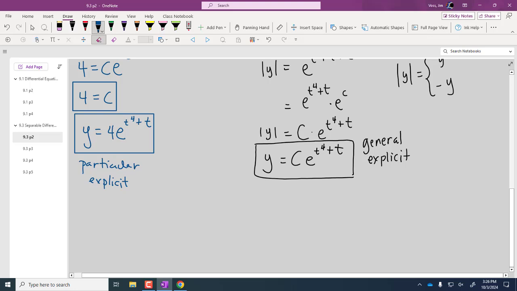It's particular because we plugged in a constant, so that makes it particular. It's one solution now, not an infinite number. And it's explicit because y is by itself on the left. Will all the integration for differential equations be indefinite?